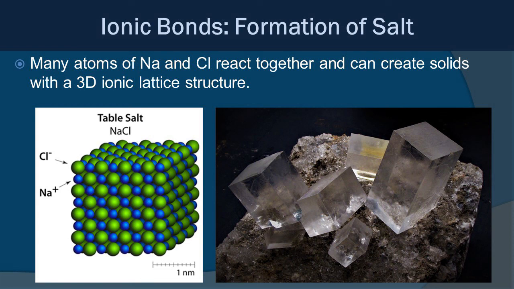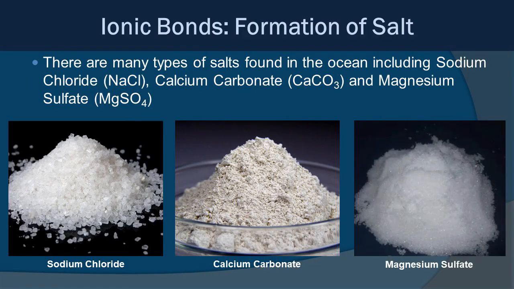Now, interestingly enough, many atoms of sodium chloride can react together and create solids with a 3D ionic lattice structure that essentially is cubic. And this is kind of cool because when you have salt water and it dries up through evaporation and it forms crystals, those crystals are in cubes. And there are many types of salts found in the ocean, not just sodium chloride. There's calcium carbonate, there's magnesium sulfate, and so on and so forth. And we're going to learn a lot more about that in the next note set, all about salinity.